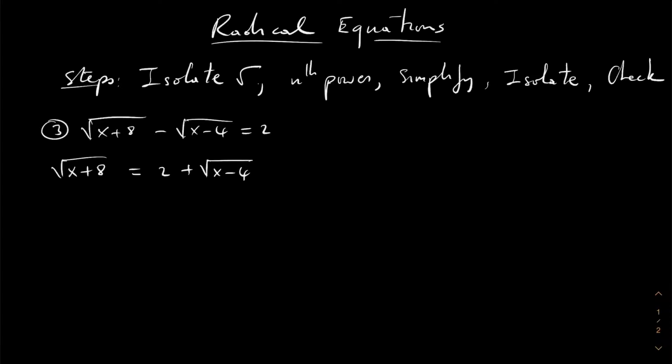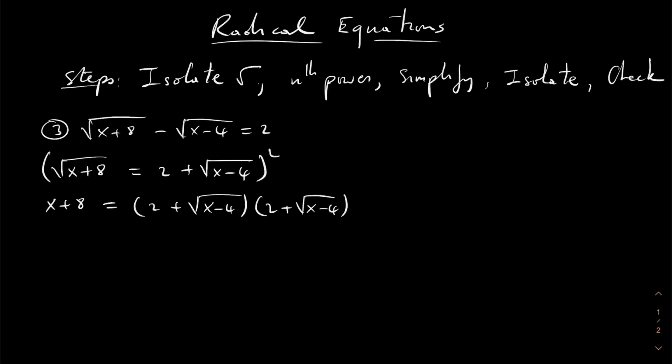Then we're going to go ahead and square both sides of our equation, which is going to give us x plus 8 on this side, and on the other side we're going to have 2 plus the square root of x minus 4 times 2 plus the square root of x minus 4. Notice that in this particular side here, the square root on top of x minus 4 cannot cancel directly with the square. That will be a mistake. Instead, because there's a 2 here attached to the other root by an addition sign, we have to go ahead and FOIL this over.